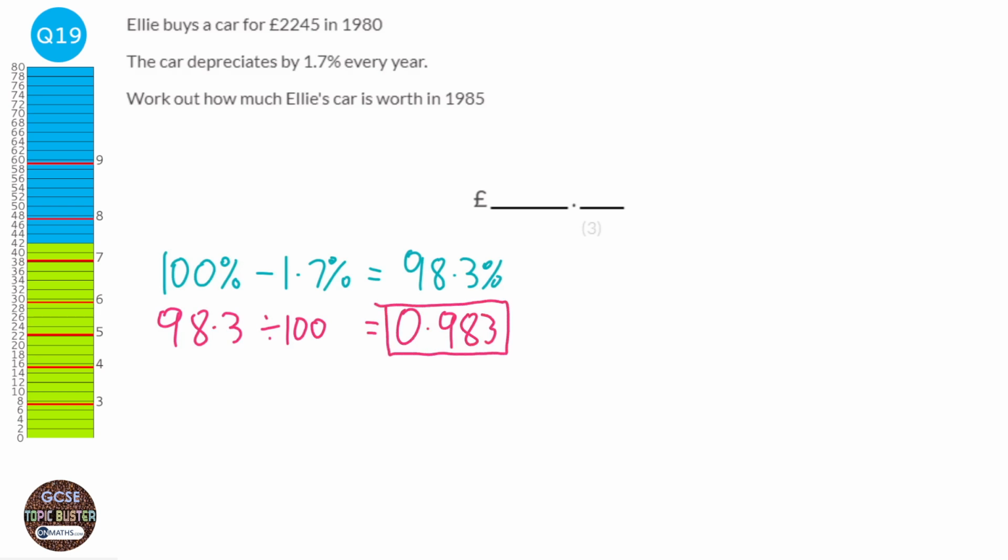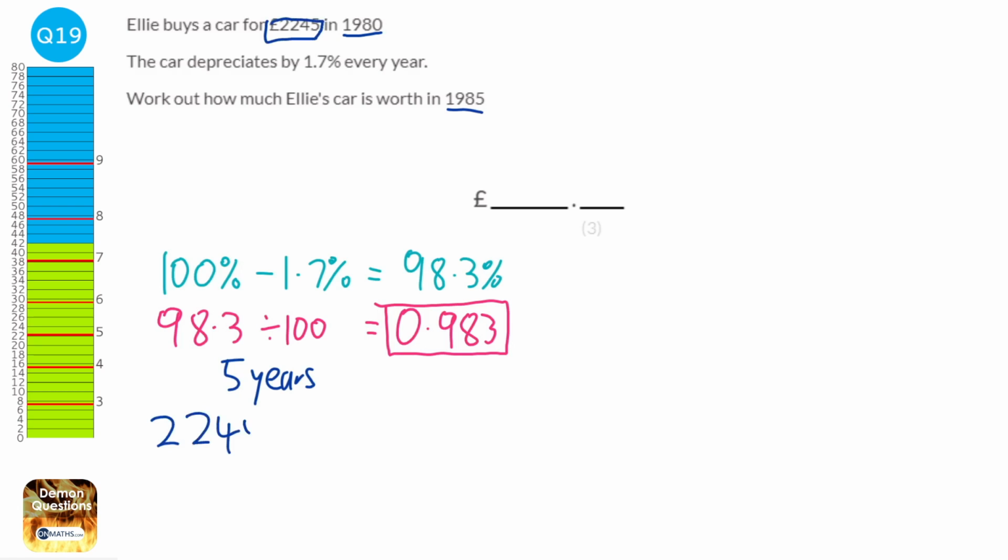And the beautiful thing about a multiplier is we just need the amount of years. Well, it says from 1980 to 1985. So that's going to be 5 years. And so what we do is we get the original amount, which was 2,245, and times it by the multiplier 5 times.